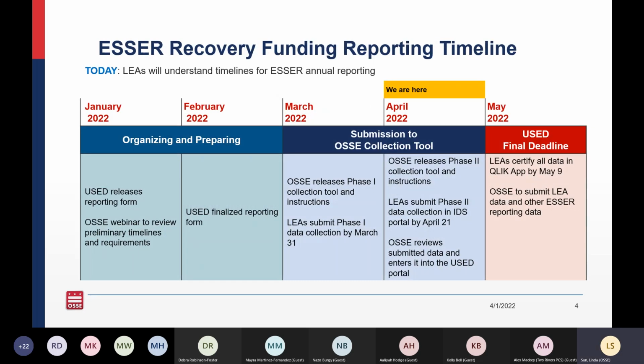All right, so we've gotten through March. We are now in April. We are in Phase 2, which is a very similar cadence to Phase 1. So you'll have a template in IDS that you'll be able to download. You'll be asked to complete that. And then you will also be asked to do a data certification.